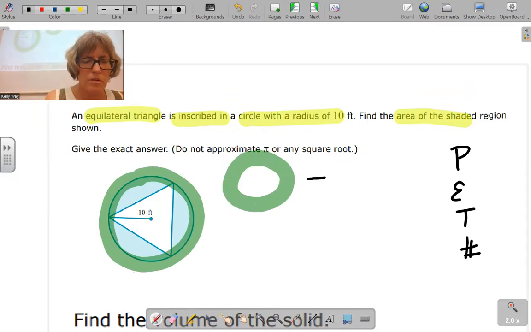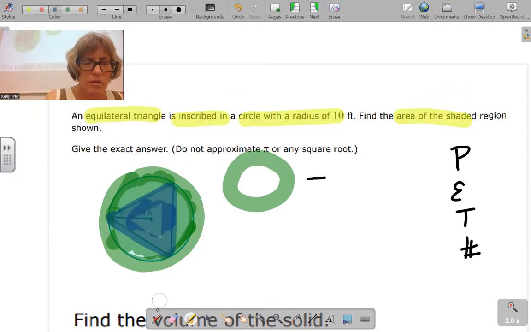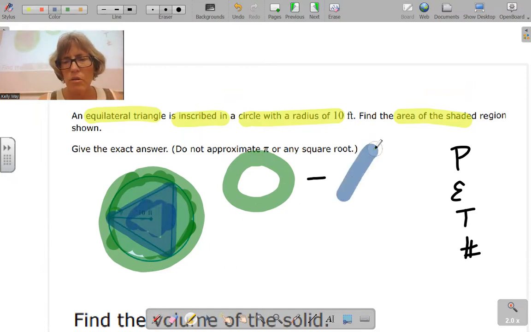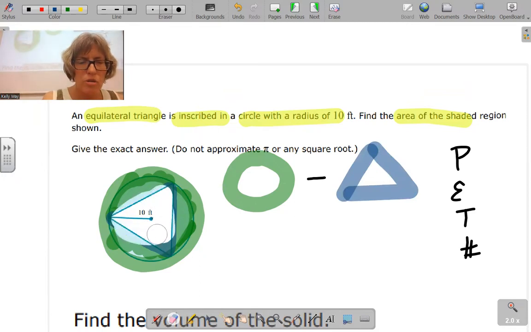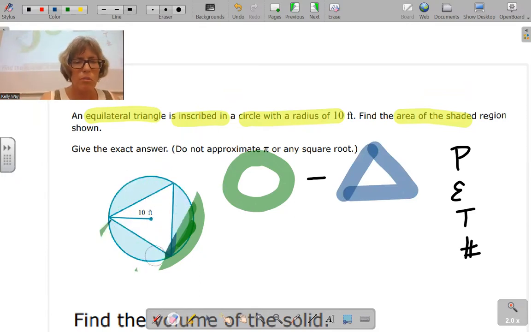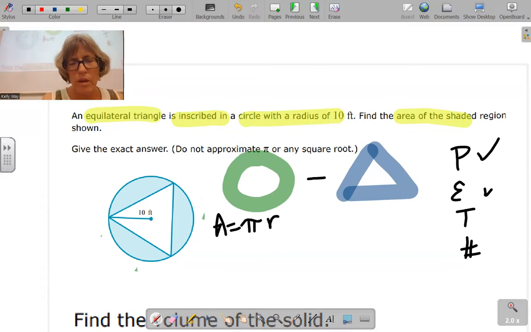So for this one, we are going to do circle minus triangle. So we have the circle, and then we're going to find the triangle. Circle minus triangle. And when we subtract, that'll give us our shaded region. Circle minus triangle. There's pictures, equations. This one, area equals pi r squared.